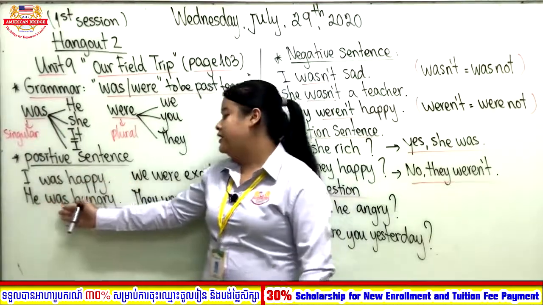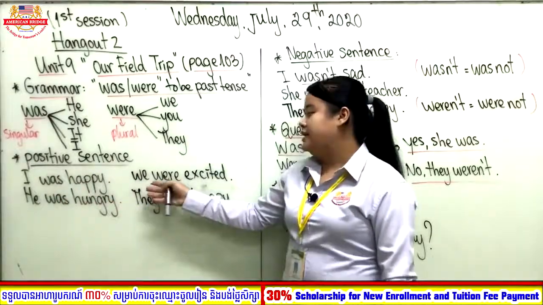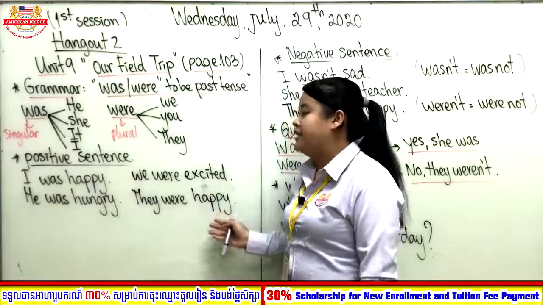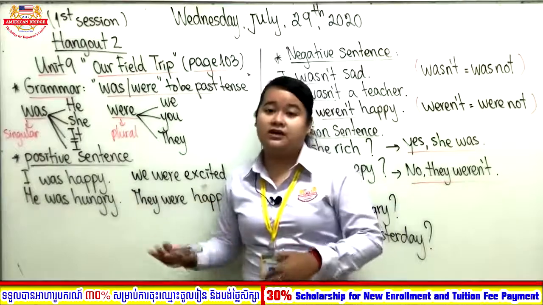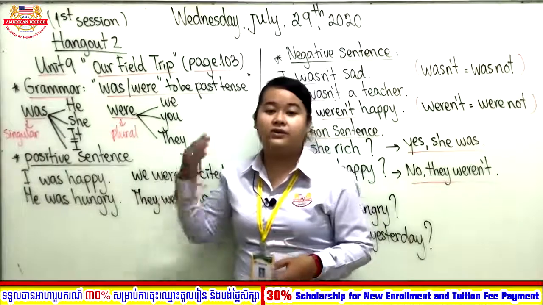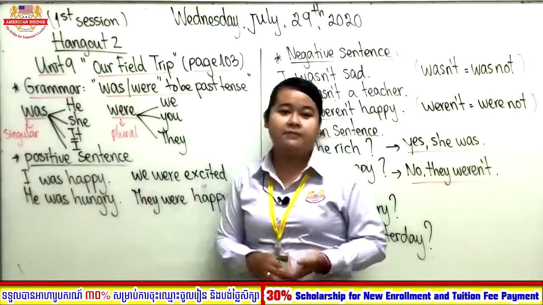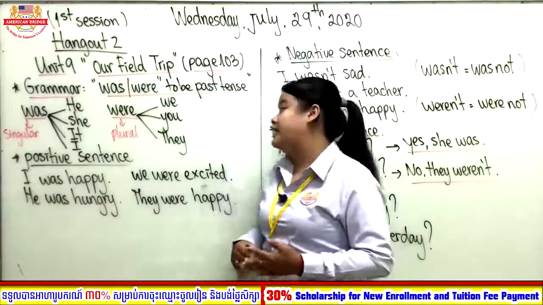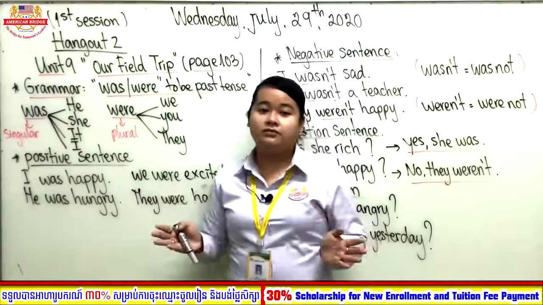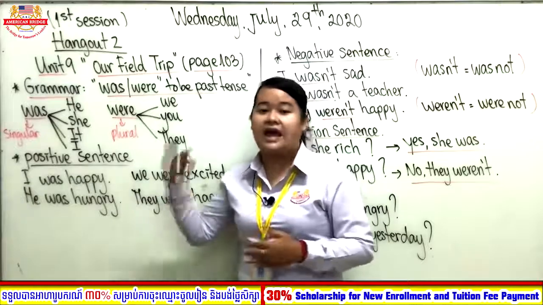The next one: he was hungry. They were excited. They were happy. As you know already, was and were focus on the to be past tense, right? We talk about something that you already did, that's why we call it past tense. Past tense is the same as past simple, right? We use was or were, which we change from to be. We don't use am, is, are, but we use was and were.